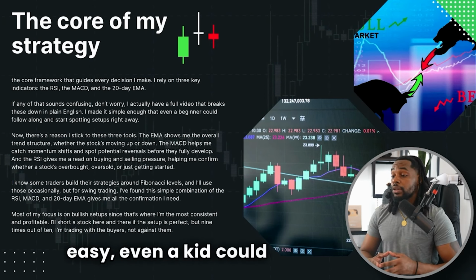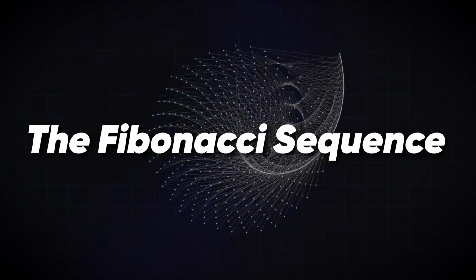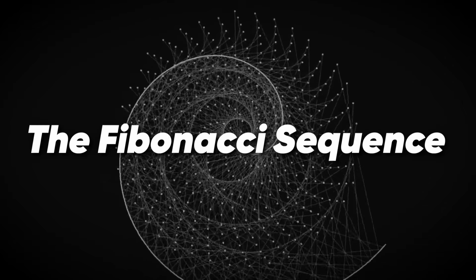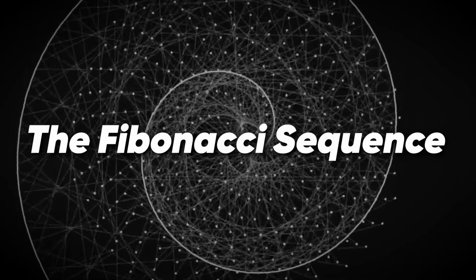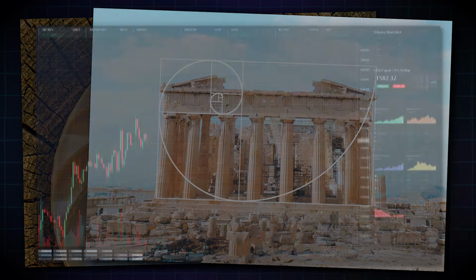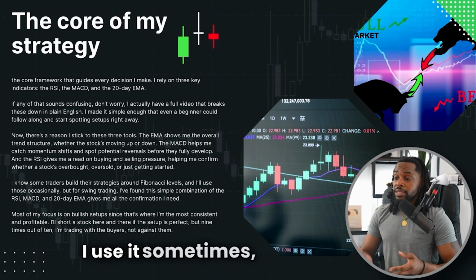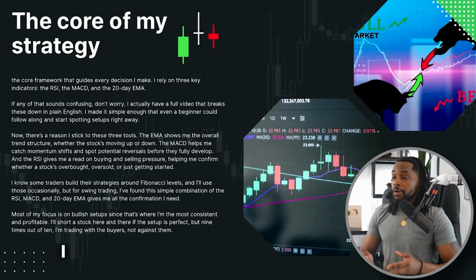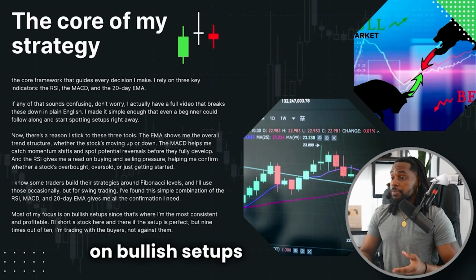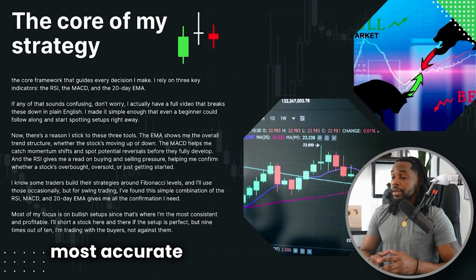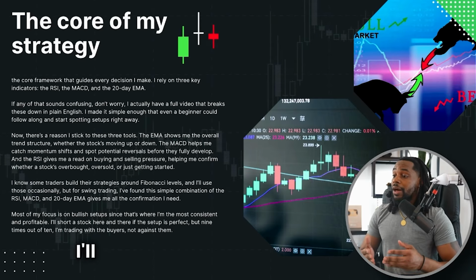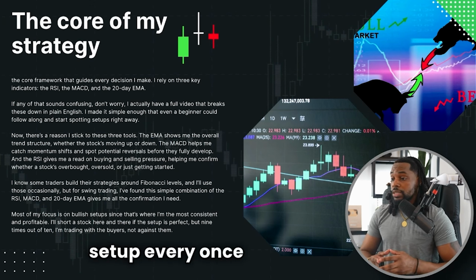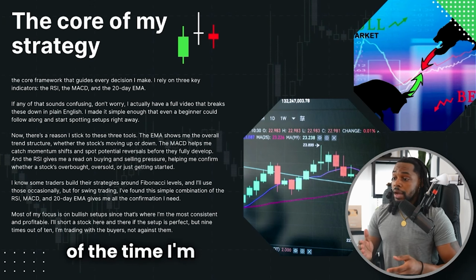Some traders like to use indicators based on the Fibonacci sequence, which, if you've never looked into it, is a series of numbers that appear everywhere in nature, architecture, and even the stock market. I use it sometimes, but not with swing trading. I personally focus more on bullish setups because that's where I'm most accurate and where I'm most profitable.